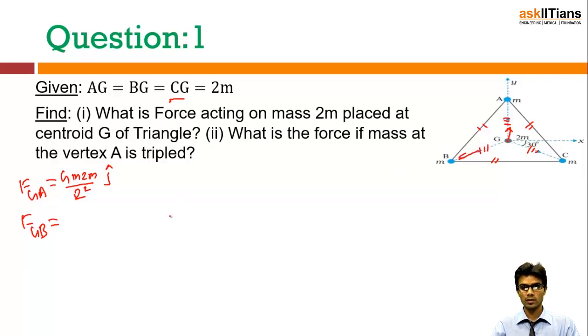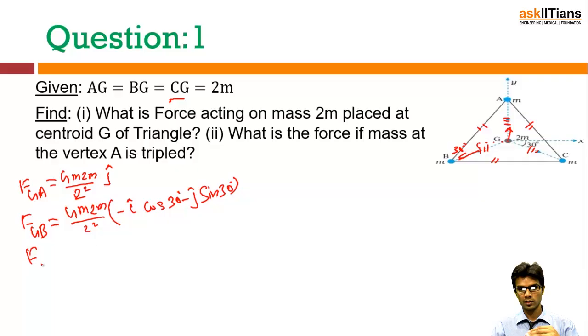So your angle, how much is this angle? This is 30 degrees. So FGB is GM 2m by 2a square, and this is minus i cap cos 30 minus j cap sin 30. Similarly, find FGC. GC is in this direction, and this is the 30 degree.